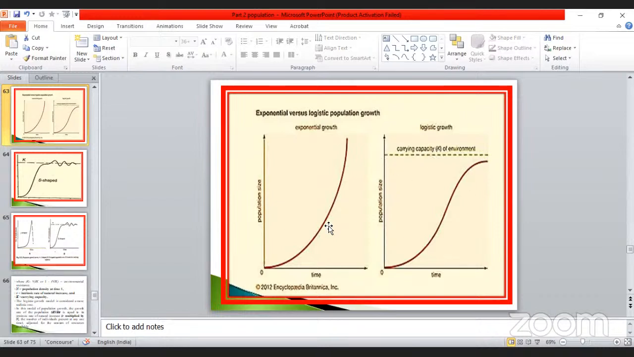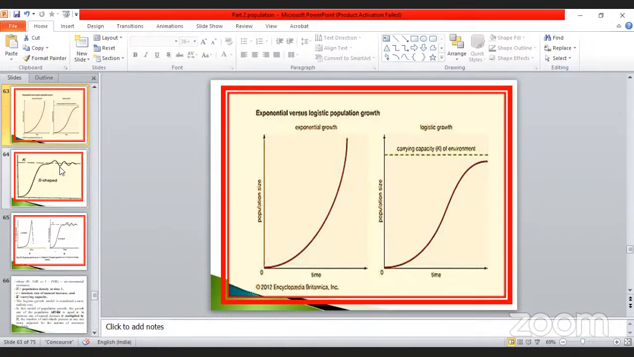Here, what is happening? It gradually increases. The exponential curve gradually increases. The population size also increases, directly proportional to time. So as time increases, the population increases. As time increases, the population may also decline.